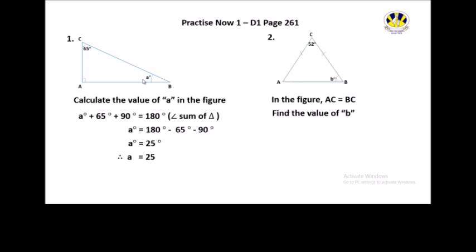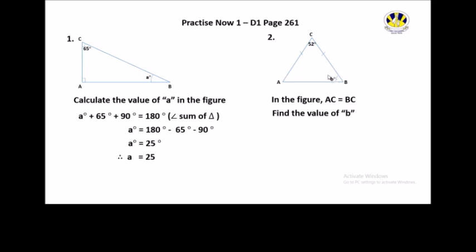In this figure, AC is equal to BC and we are requested to find the value of B. Here also we can see a special case. Side AC is equal to BC. Two sides of the triangle are equal. So this is an isosceles triangle. What are the properties of an isosceles triangle? We know in an isosceles triangle, two sides are equal and also angles opposite the equal sides are equal.